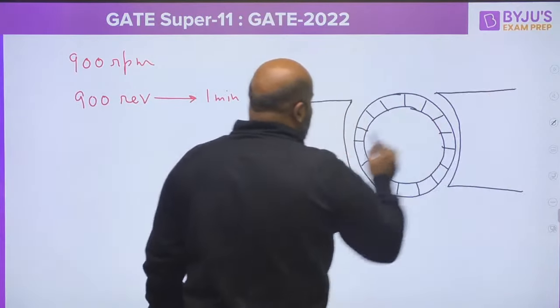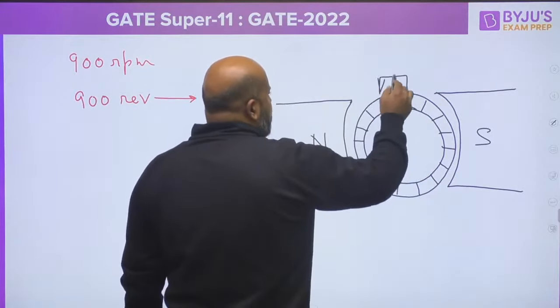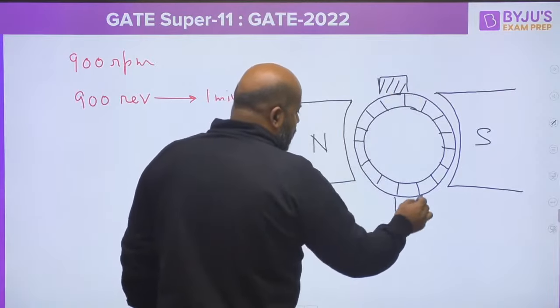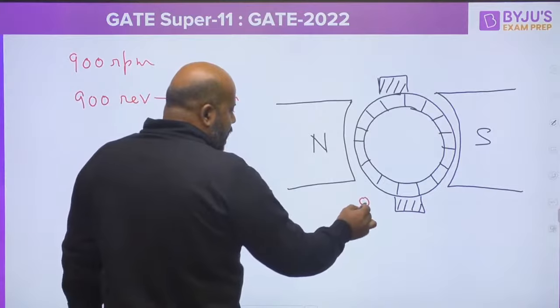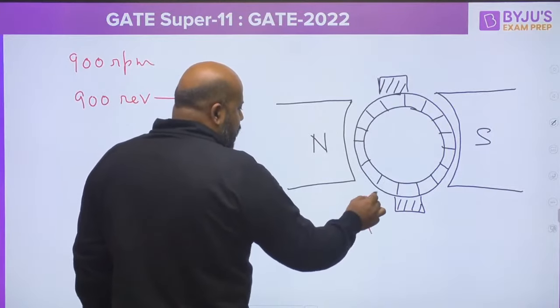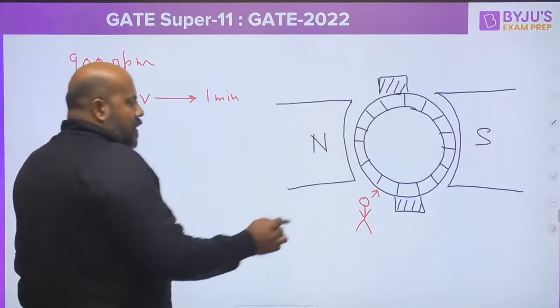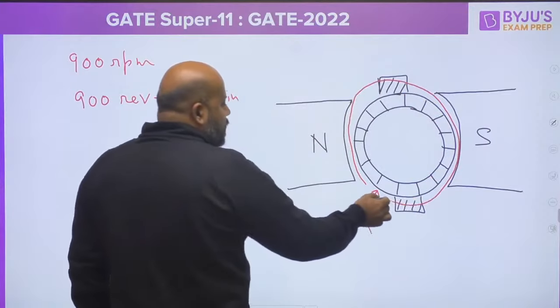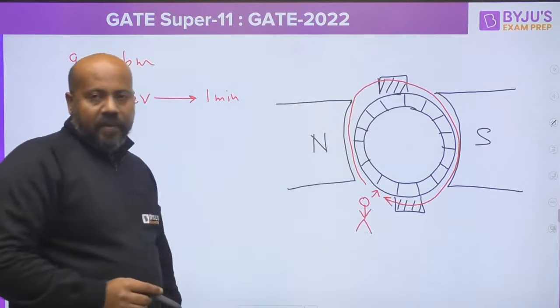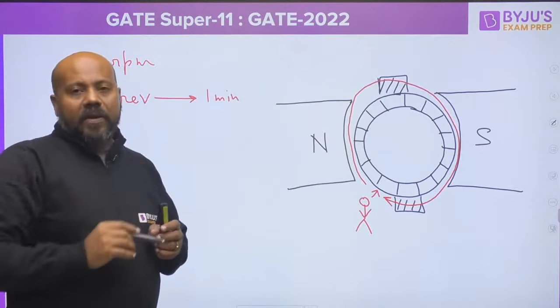Suppose it is a 2-pole machine. This is north and this is south, and there you have the brushes. Now suppose you are standing here and you are observing the commutator segments. In one complete revolution, how many commutator segments are going to pass through you?